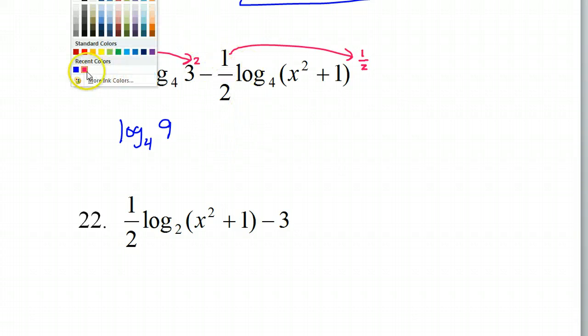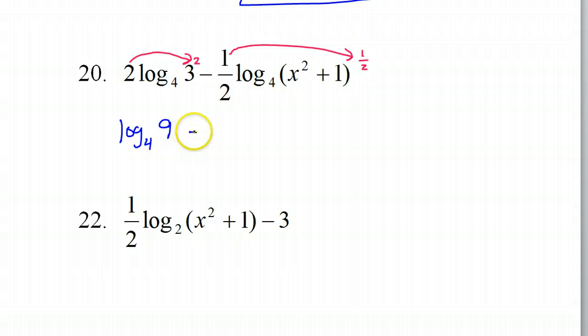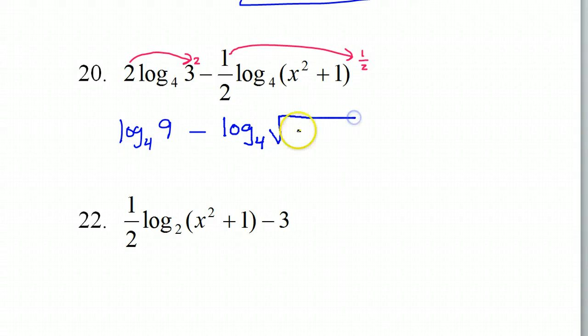Meanwhile, this is going to be minus log base 4 of. Now remember, if I do the 1/2 power on this thing, that's the same thing as square root. So let's go ahead and do that now. So I have the square root of x squared plus 1. No, you cannot take the square root of these things separately. You just have to leave it on there like that. Just live with it, deal with it.